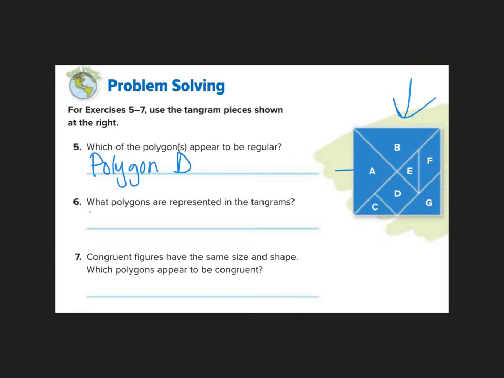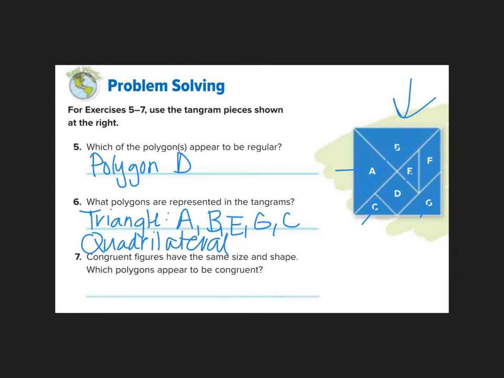What polygons are represented in the tangram? Triangle. Let's do this. Let's do triangle. Which ones are triangles? A, B, E, G, and C. A, B, E, G, C. And then D and F are quadrilaterals, because they both have 4 sides. Quadrilaterals are D and F.